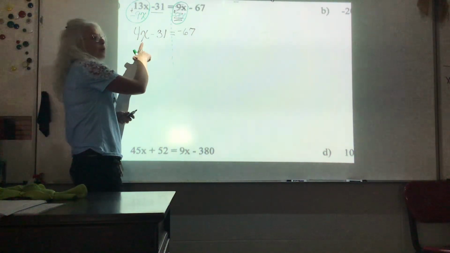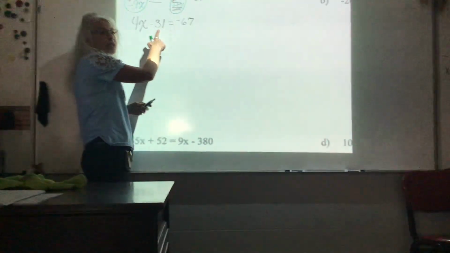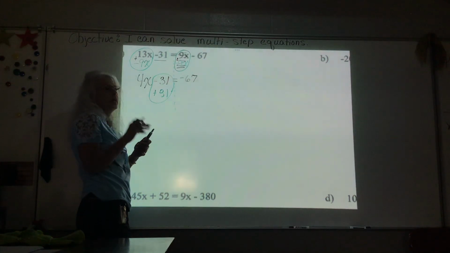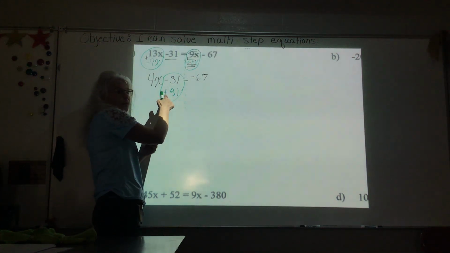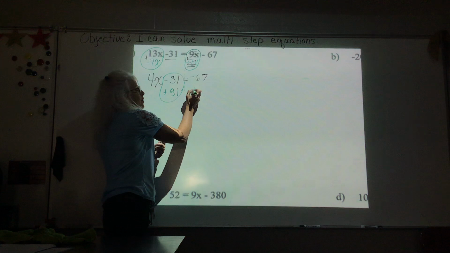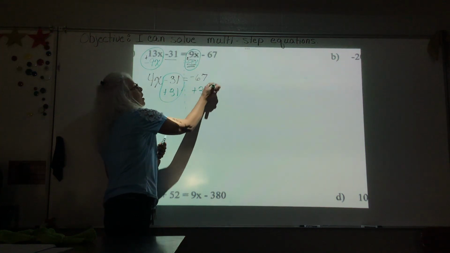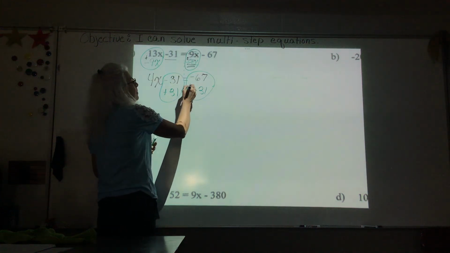So here's your variable. How am I going to get rid of this constant term? By doing the opposite. Make sure that these are truly opposites though. What I do on the left, and then if they are, you have to do the same thing on the right. Now we're going to combine them.